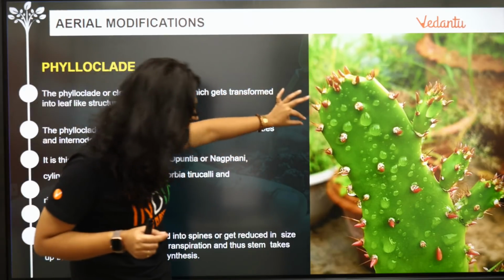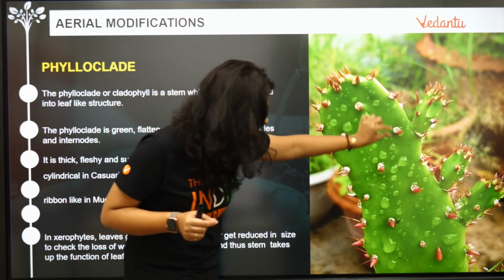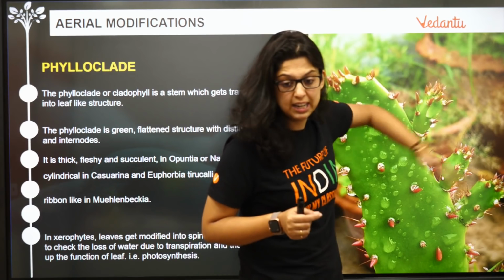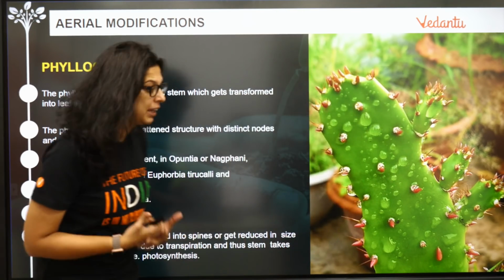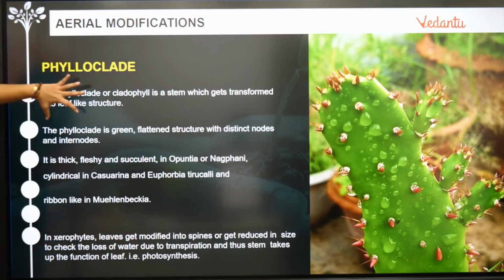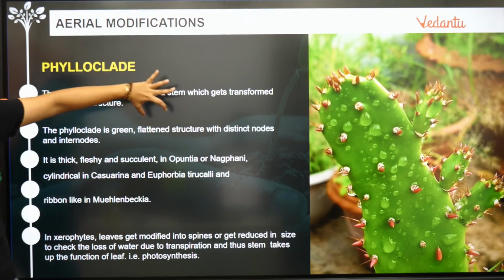So अगर जो leaf है वो thorn की तरह लग रहे हैं. Leaves are looking like thorn. Leaf is looking like thorn, but the stem is becoming green to do photosynthesis. So phylloclade is green flattened structure.